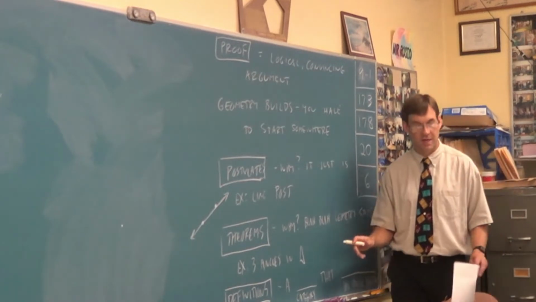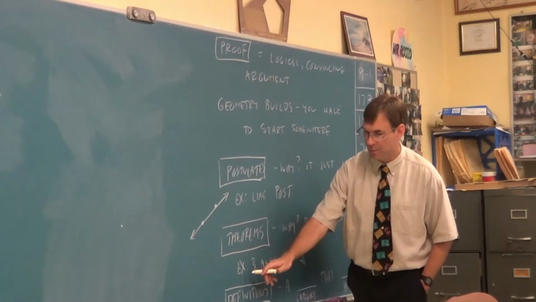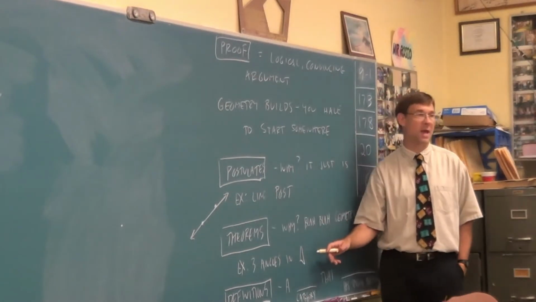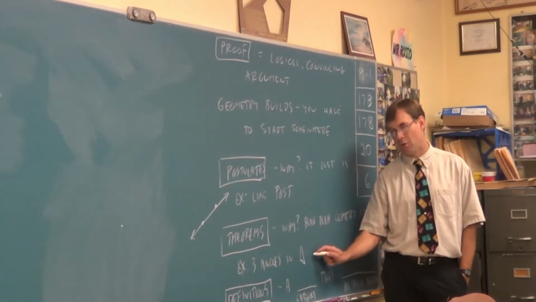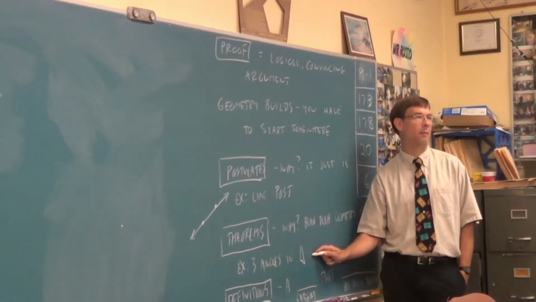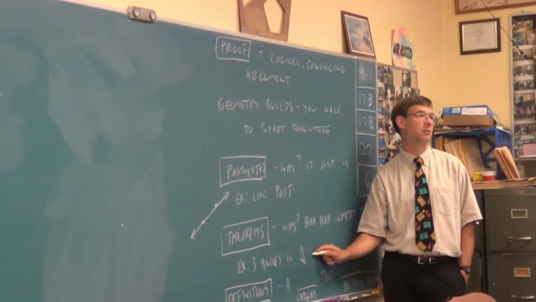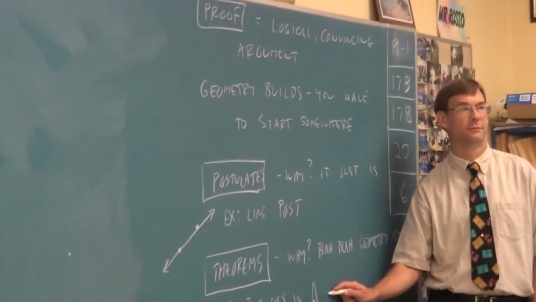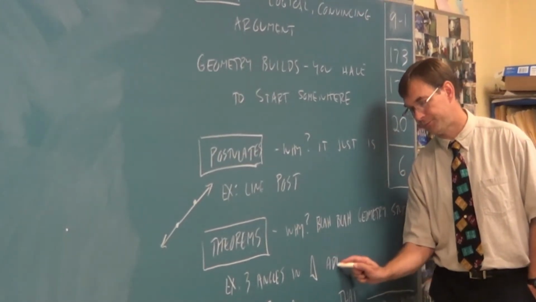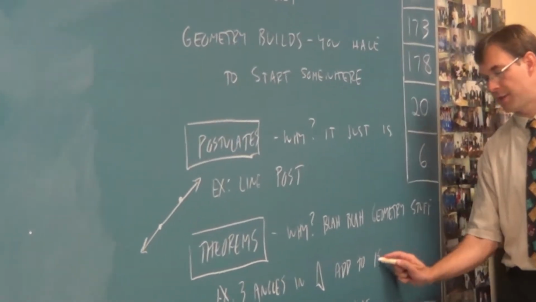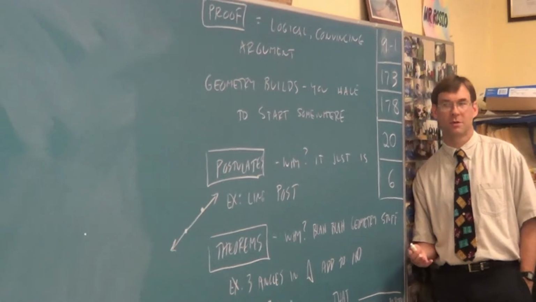So I'll give you an example of some blah blah geometry stuff. This would be an example of a theorem. You know from 7th grade, maybe, if it's still in your brain, that if you have 3 angles in a triangle, there's something that's true about them, mathematically speaking. Does anybody remember the math fact that's true about 3 angles in a triangle? They add up to 180. That is a theorem. I can prove that to you with a bunch of blah blah geometry stuff.